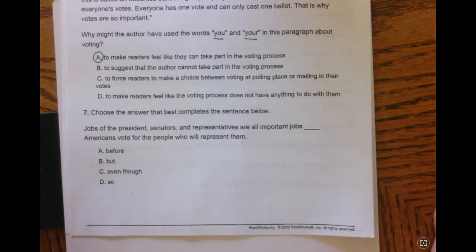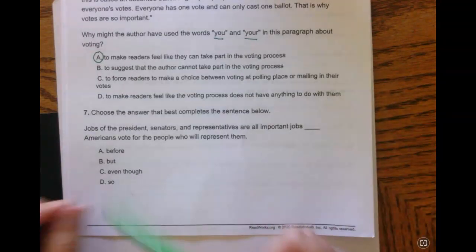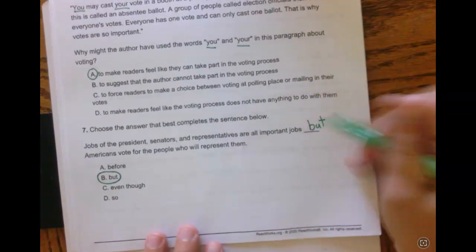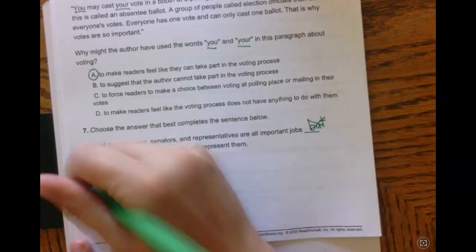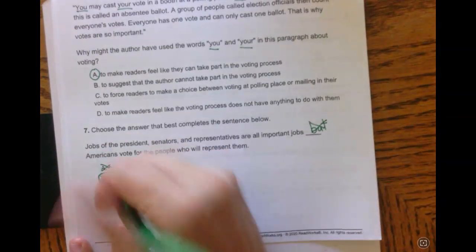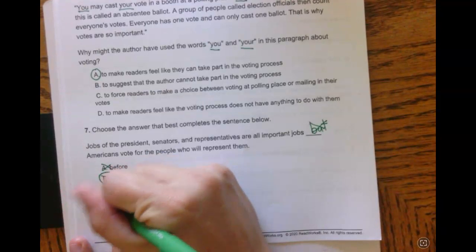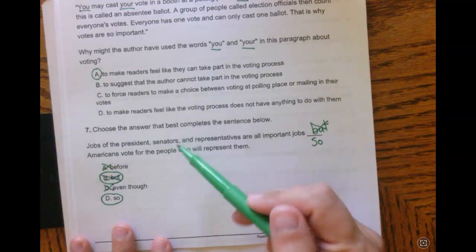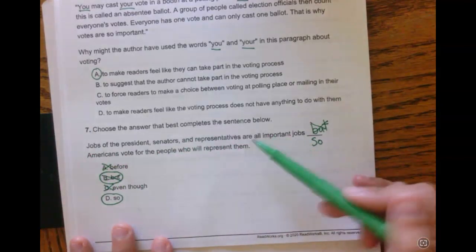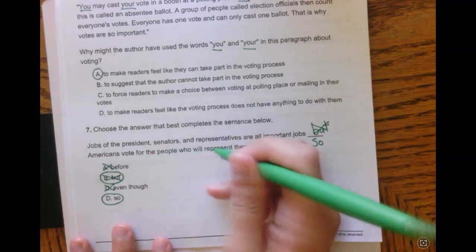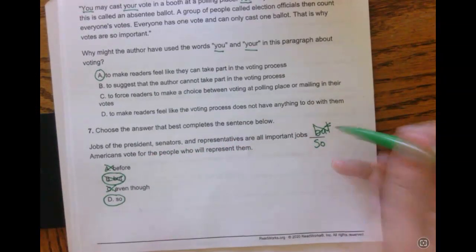All right, so if you have made a choice, let's see which one you should have chosen. So, but does not work, right? Doesn't make sense. Before also does not make sense. Even though does not make sense, but the word so fits in really easily. So since the jobs of the president, senators, and representatives are all important, so Americans are voting for the people who will represent them. I would also accept the word but.